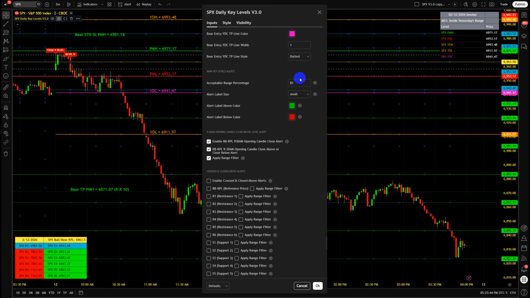And there's the acceptable range filter again. Obviously, I'll just show you, if you turn these on normal, then they're going to be that size. If you turn them on tiny, then they're going to be that size. So it's just up to you. Anyway, the default is set to small, but that's whatever preference that you want. You can also change the color of these as well if you don't like the default color.